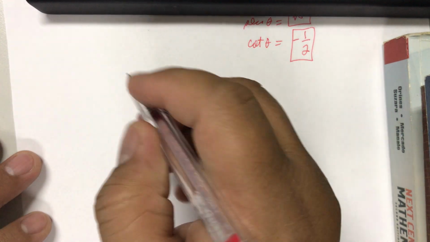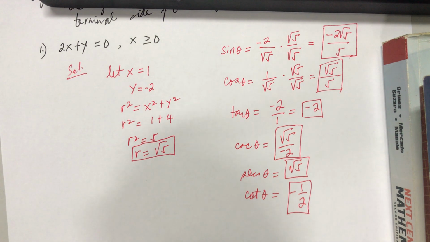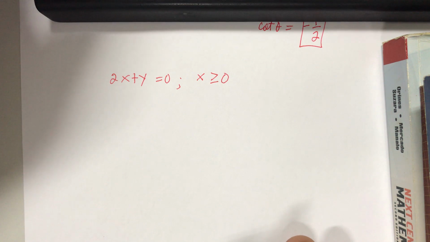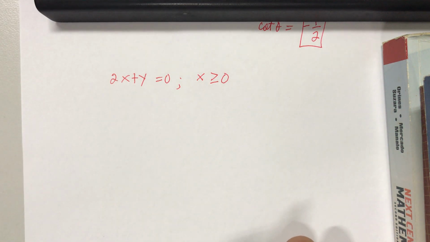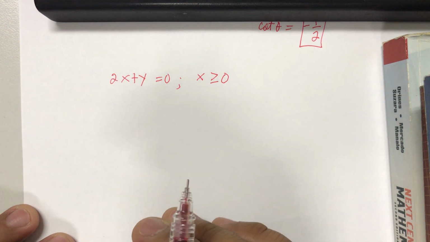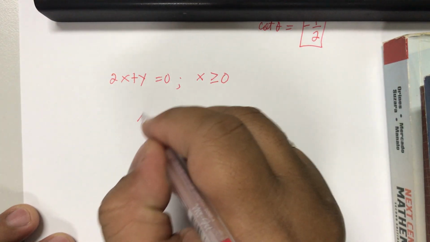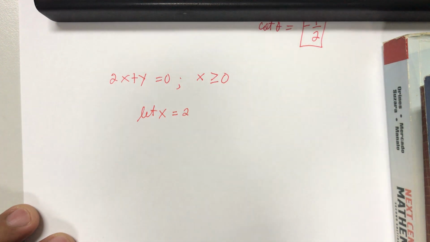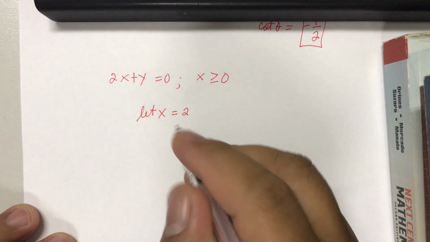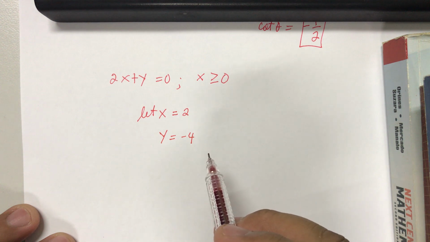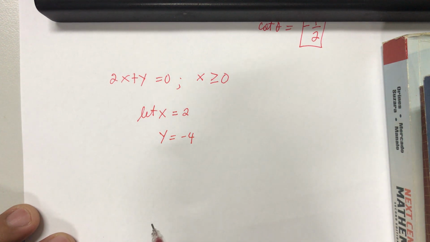So again, rewriting the given, 2x plus y is equal to 0, x is greater than or equal to 0. But we will not use x equal to 0, since if x is equal to 0, y is also equal to 0, and the point that we will obtain is the vertex, which is the origin. A while ago, we used x equal to 1. 1 is greater than 0. That's true. So let x this time be equal to 2. So if x is equal to 2, y is equal to negative 4, since 2 times 2 is equal to 4, eliminate 4 by subtracting 4 from both sides of the equation. So y is equal to negative 4.